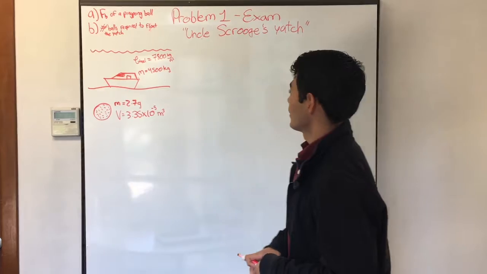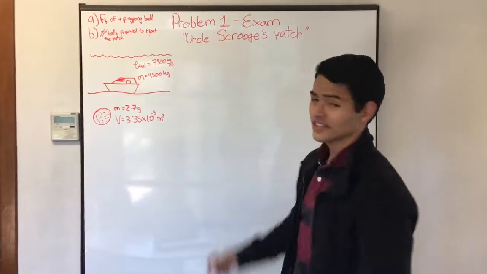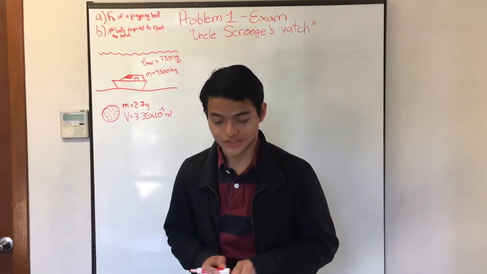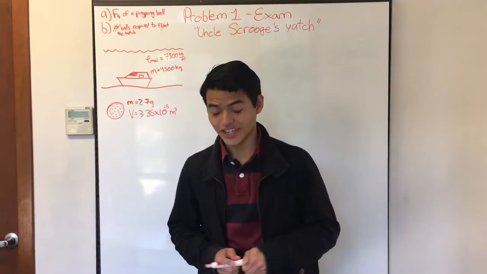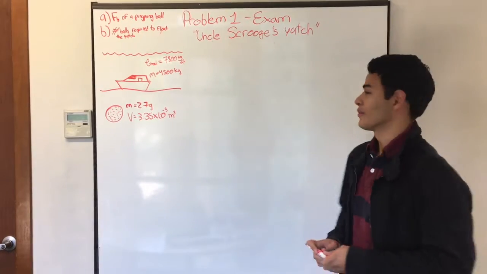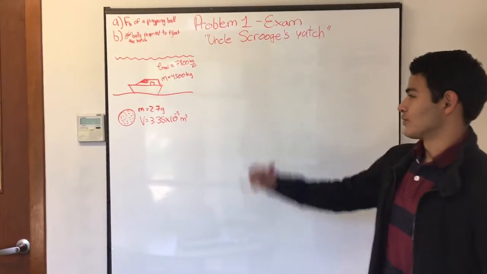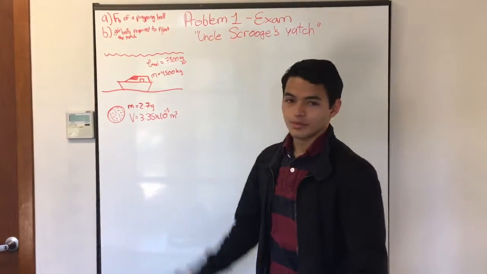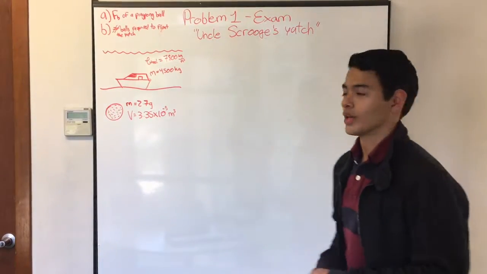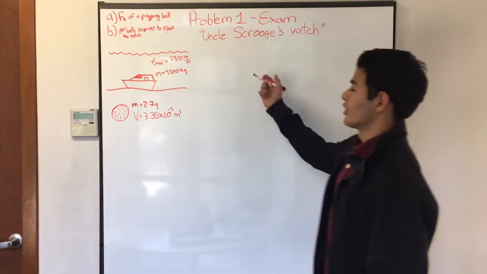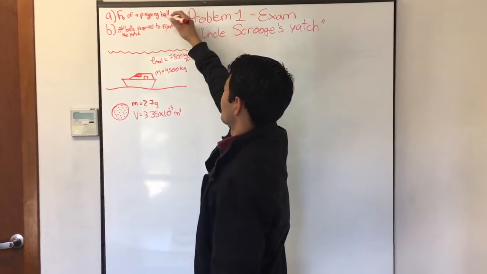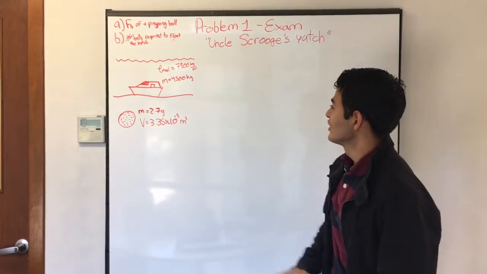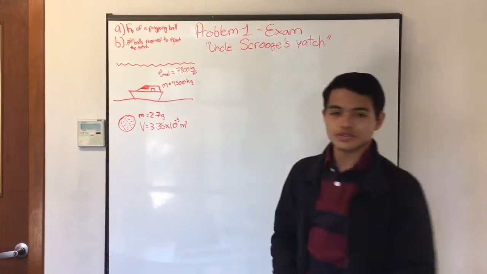This is problem 1, and it's about the Uncle Scrooge yacht. It says that Donald Duck and his nephews managed to sink the Uncle Scrooge yacht, and as this is a comic book, they want to float the yacht again with ping pong balls. So we're going to solve this problem. We are first asked to find the buoyant force of a ping pong ball, and then the number of balls required to float the yacht.